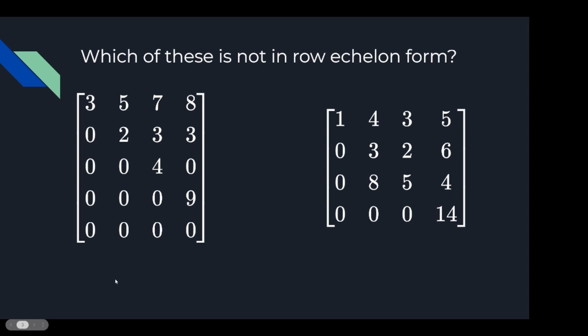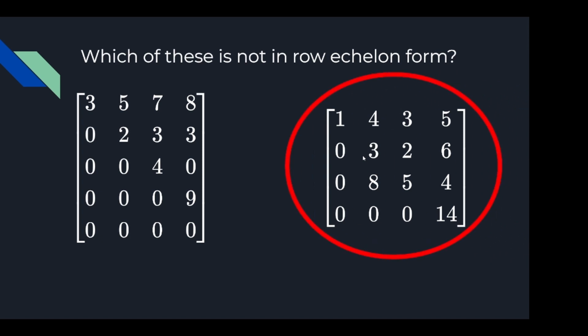So let's get an example of what a matrix in row echelon form looks like. This matrix has a zero row at the bottom, and the leading entry of each row, which are these four in this diagonal, are to the right of the one above it. Like this one's to the right of this, this one's to the right of this, and so on. So this one is in row echelon form. This one, however, has two leading entries in the same column. This one is not to the right of this one. So this one is not in row echelon form.